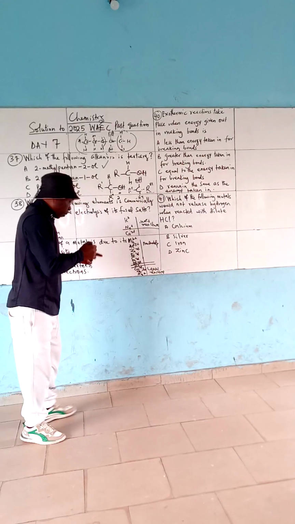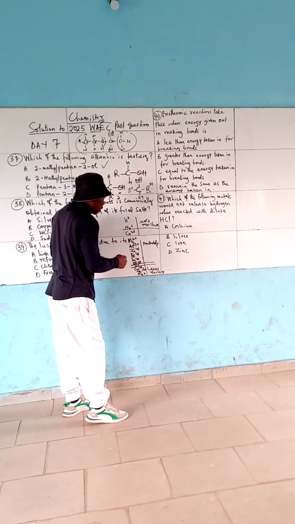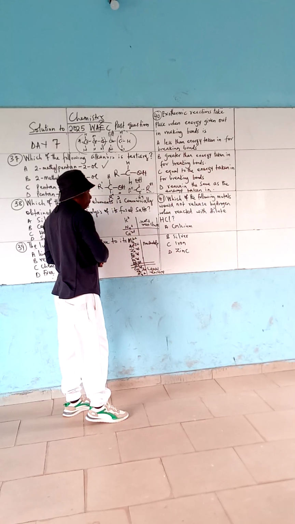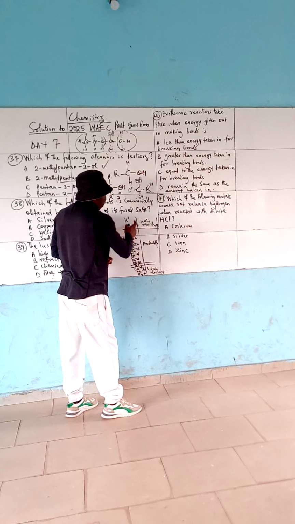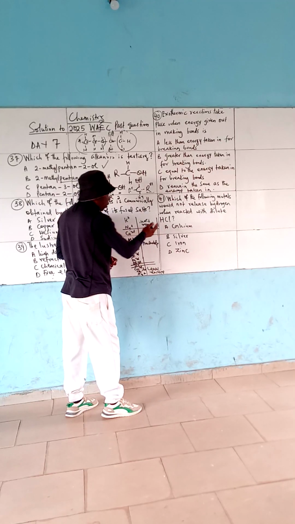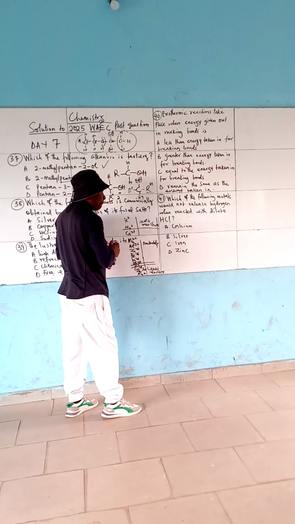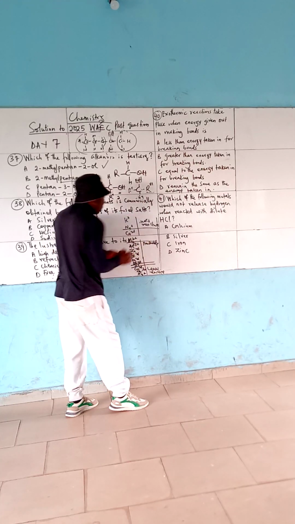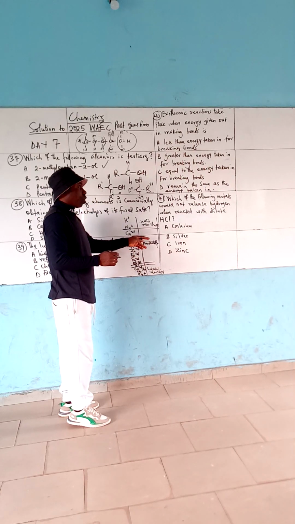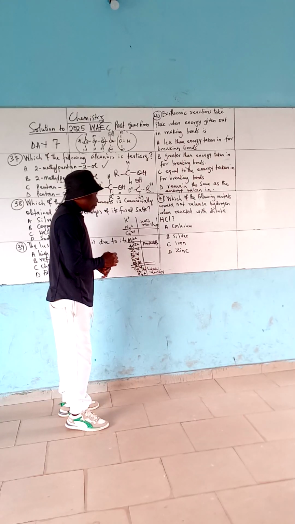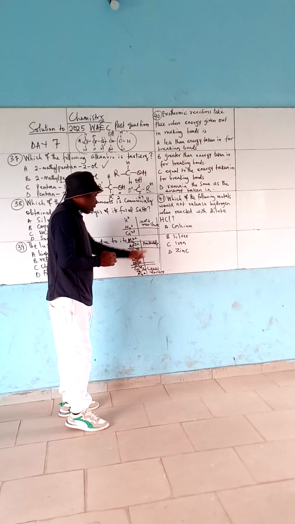Now, these first two, the most reactive, are obtained by electrolysis of their fused hydroxide. Sodium and potassium are obtained by electrolysis of their fused hydroxide or fused chloride, and calcium and magnesium are obtained by electrolysis of their fused chloride. Aluminium is obtained by electrolysis of its purified ore, bauxite.